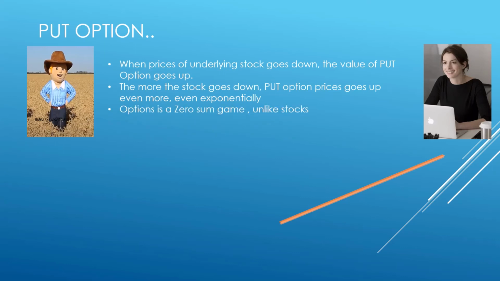And as I said, as in the case of call options, options is always a zero-sum game. One person loses, one person gains. This is not the same case for stocks. And an option price is always determined by various factors at that point of time: time remaining for the contract expiry date, volatility in the market due to various factors, interest rate prevailing, and the price of the strike selected.